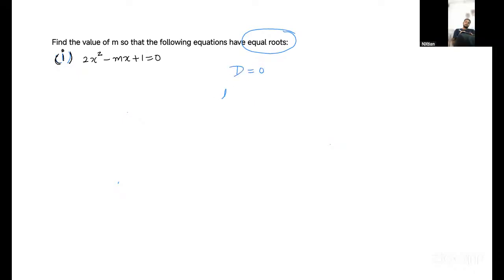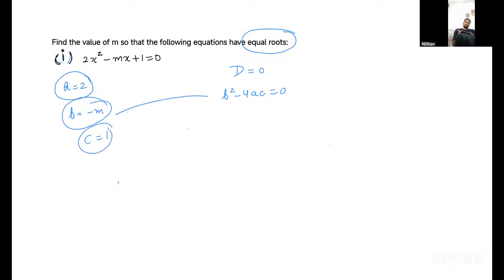So if D is equal to 0, it means that b square minus 4ac is also equal to 0, because it is equal to D. So here a is equal to 2, b is equal to minus m, and c is equal to 1. So you can put all the values in D.